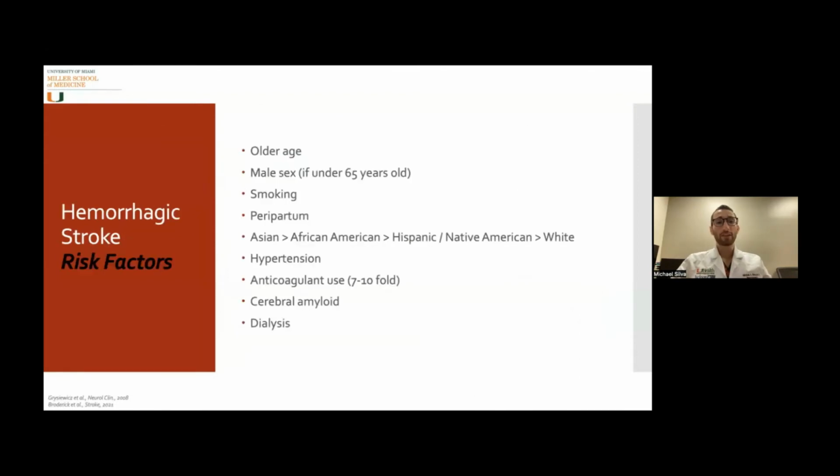So looking at risk factors for hemorrhagic stroke in general: older age, male sex, and this is specifically for patients under 65, this is not true for older patients. Smoking, the peripartum period. The Asian and African-American populations tend to have a higher rate of hemorrhagic stroke. Hypertension, as would be expected, anticoagulant use, cerebral amyloid, and dialysis.